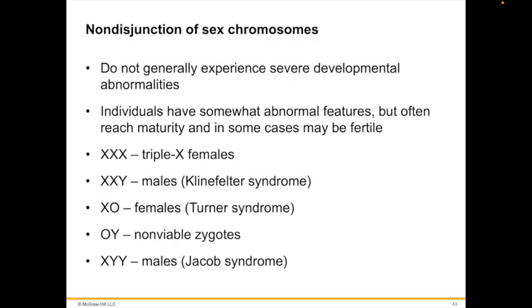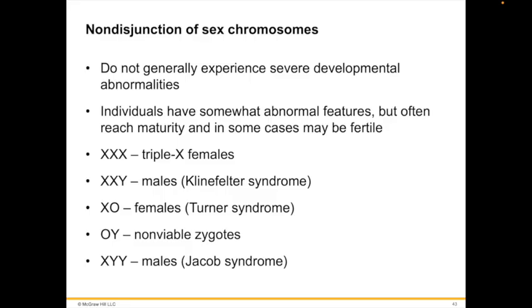Aneuploidy for the sex chromosomes has less severe consequences than autosomal aneuploidy. The specific sequences depend on genotype, but individuals may have normal features, often reach maturity, and in some cases may be fertile. Non-disjunction of sex chromosomes can occur in either male or female meiosis. In female meiosis, this will produce oocytes with either 2 X chromosomes or no X chromosome. In male meiosis, the outcome depends on whether the non-disjunction occurs during meiosis 1 or 2 and can produce XY sperm, YY sperm, and sperm with no sex chromosomes.